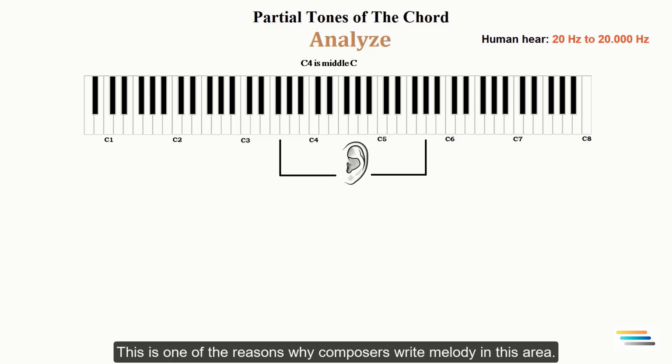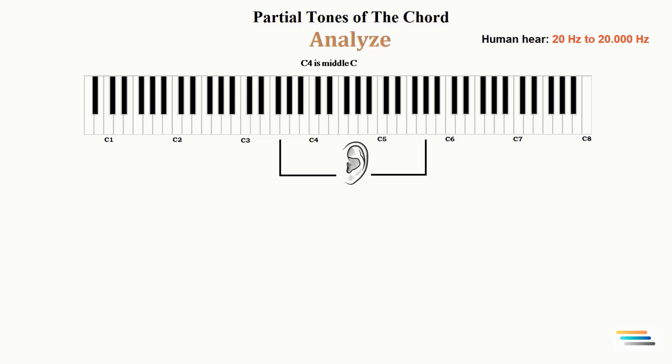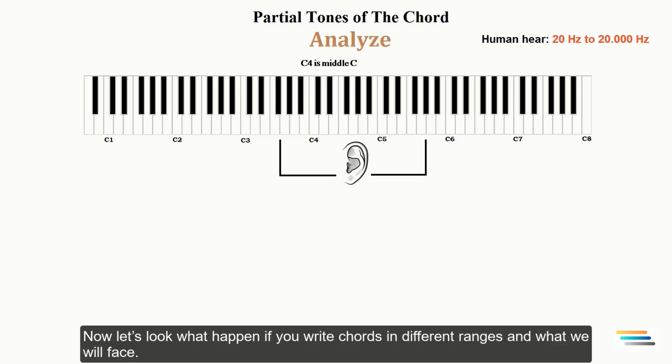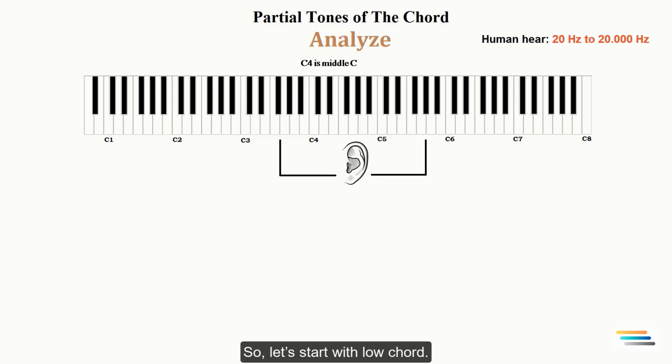This is one of the reasons why composers write melody in this area. I want to remind you once again that this range is approximate. It could be a little bit higher or lower than this range. Now let's look at what happens if we write chords in different ranges and what we will face. So let's start with the low chord.